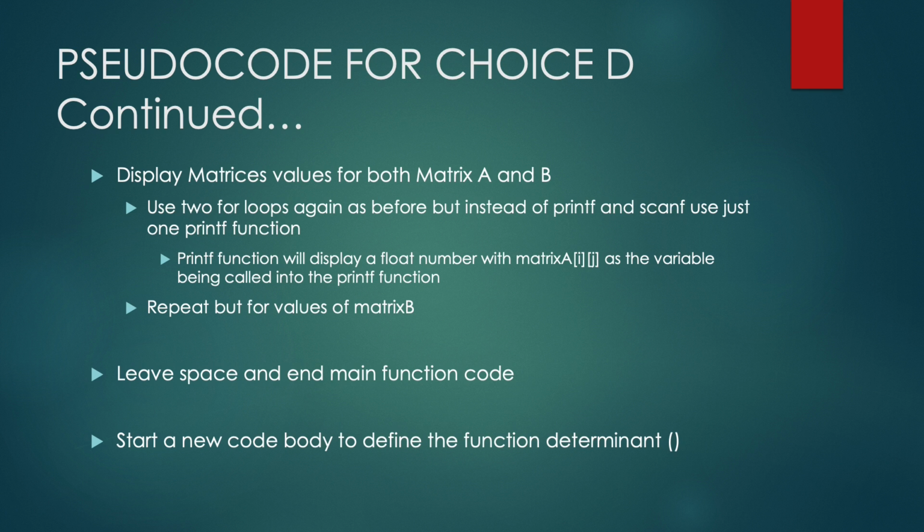We will display both values for A and B by using two loops again, but instead of using a printf function and scanf function, we will just use one printf function that will display all the float numbers from matrix A, and we will repeat the same step in order to show the user the values of matrix B. We will leave space in order to insert the user-defined function that we stated at the beginning, and then we will end the code with return 0, and then we will start a new user-defined function, which is called determinant.